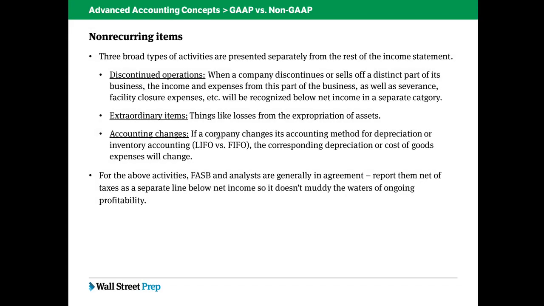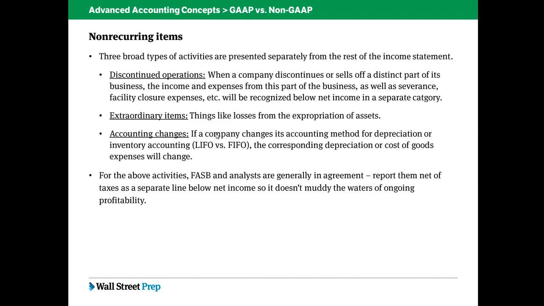Last, we turn to the most interesting of these three most common non-GAAP adjustments, and that is non-recurring items. Non-recurring items are really a cluster of a variety of types of activities which analysts exclude from the income statement. There are actually three broad types of activities that even GAAP wants you to present separately from the rest of the income statement. Those three types of activities are discontinued operations, extraordinary items, and accounting changes.